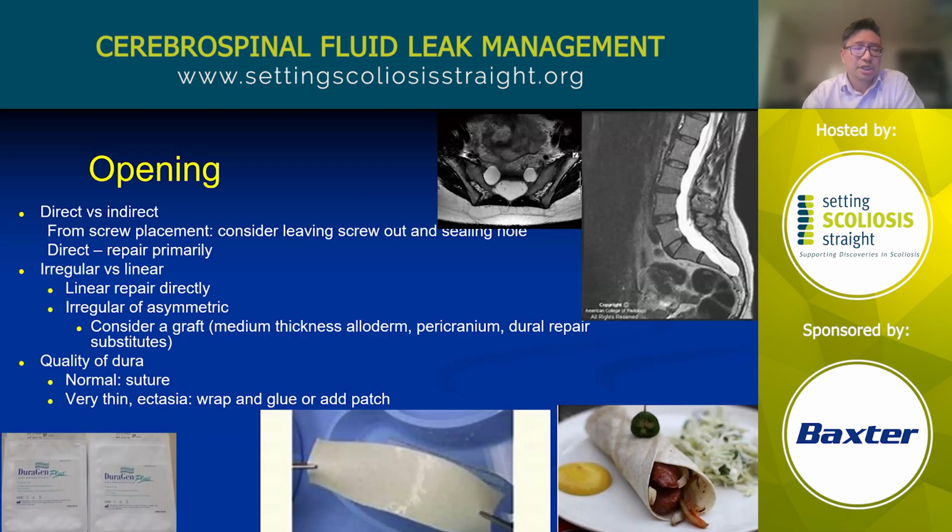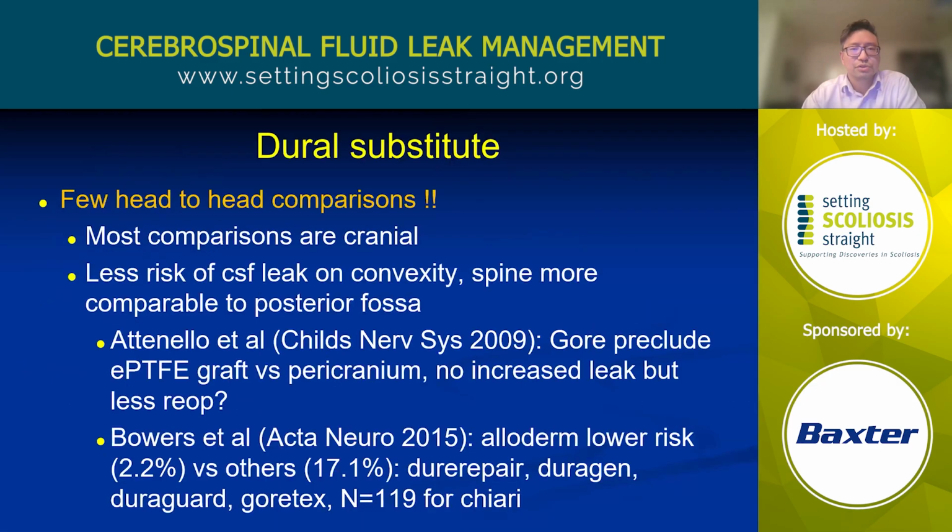So I'll cut a patch out and try to suture the patch, so as not to tear the native dura in that case. I tend to use AlloDerm, but there's a lot of different substitutes you can use. The burrito on the bottom right is for when I have a ventral tear, to illustrate that I wrap the dura and then suture the top or suture to the sides of the dura and try to put some glue in it.